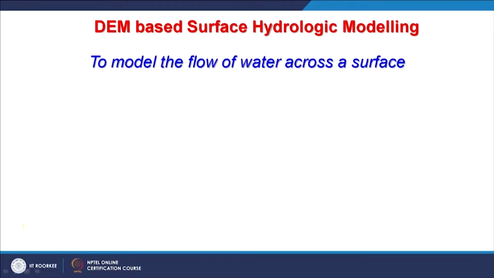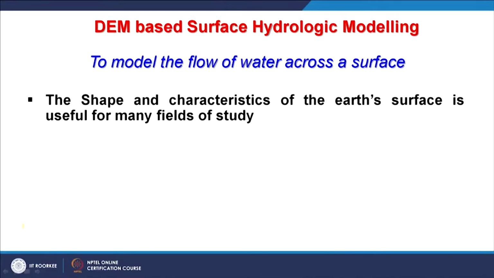So, let us start. Now, as you know, whenever we say the word model, here there are two models, one is the digital elevation model and then surface hydrologic modeling. So, model here basically means the surface hydrologic modeling, to model the flow of water across a surface, and the surface here is the digital elevation model. So, we are using one model to model the water flow over the surface, and specifically I have used this term over the surface. This is important, which will come later in the discussion, why I mentioned over the surface.